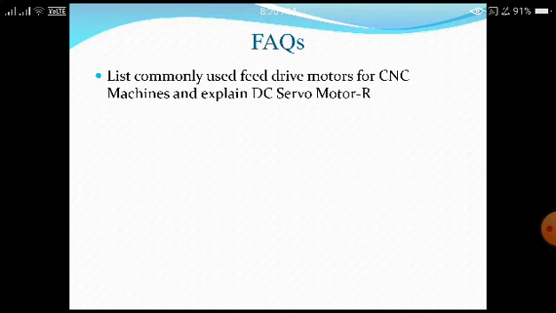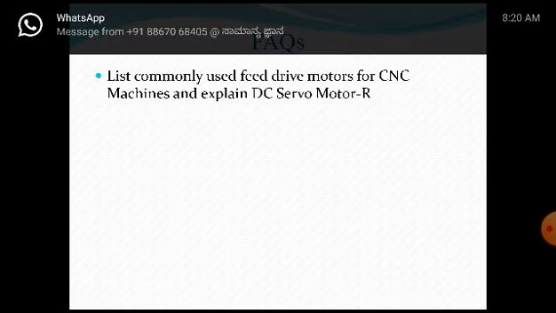Now, in today's session, the frequently asked question I am considering here: list the commonly used feed drive motors for CNC machines and explain DC servo motors. You are required to enlist them and also try to understand their working principle for a better understanding of today's presentation. So along with this, I am going to conclude today's presentation.